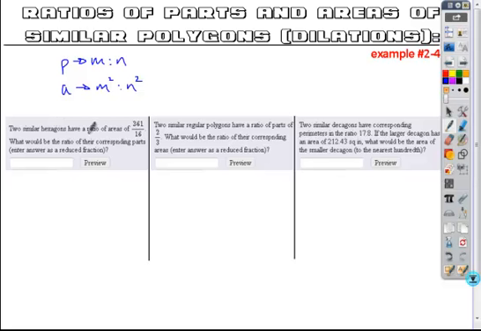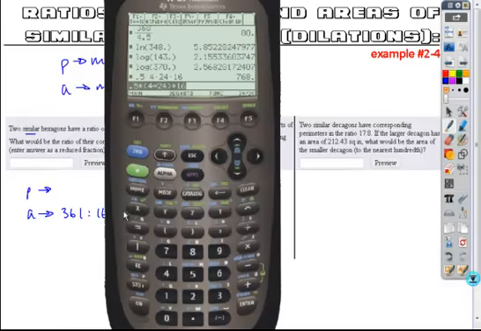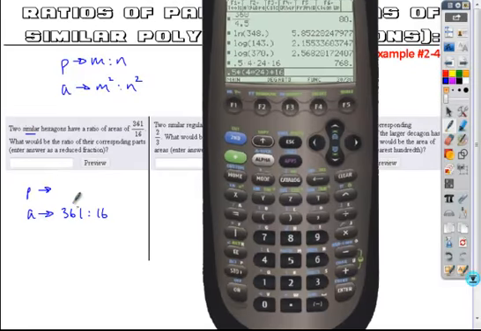We have two similar hexagons. The fact that they're similar means that their ratios of parts are the same. If they have a ratio of areas of 361 to 16, that means the ratio of their parts can be found by moving backwards. And so moving backwards would involve the square roots.